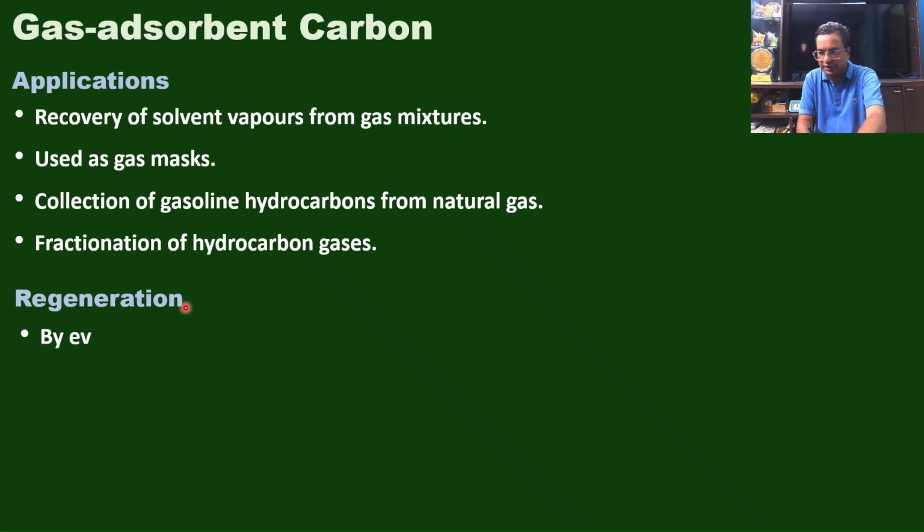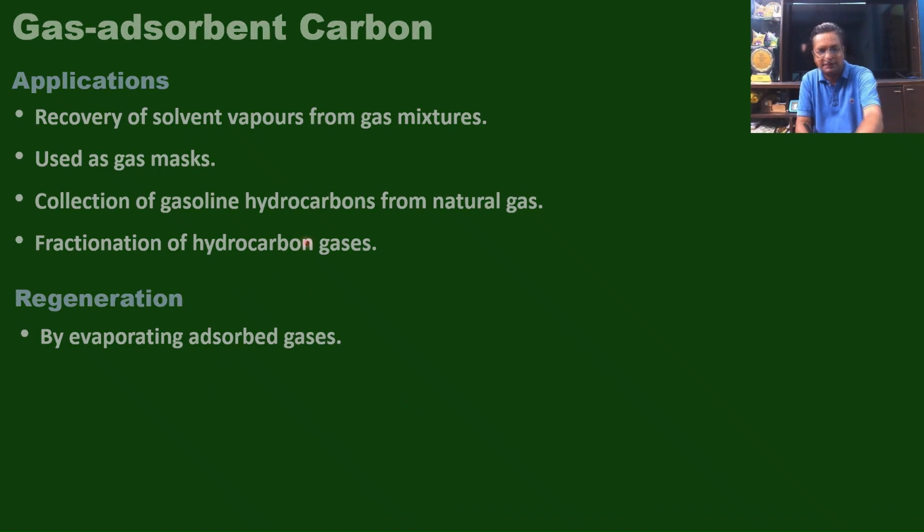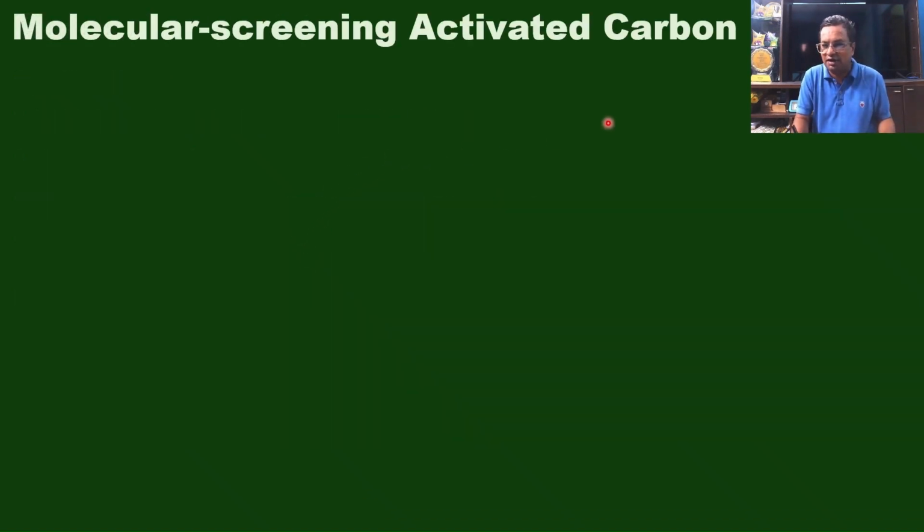Then you can regenerate it. How are you going to do that? Regeneration is carried out by evaporating the adsorbed gases. That's it. Then you have molecular screening activated carbon, the other type of adsorbent that is used in industry.